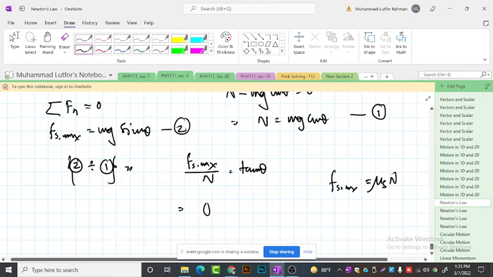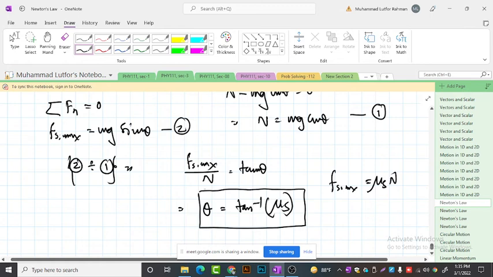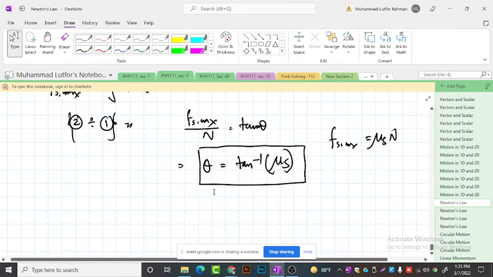Then I can write down theta would be basically tan inverse mu s, which is the coefficient of static friction. That means if you just know the coefficient of static friction between the two surfaces, then you can find out the angle of repose. That means at which angle your block is just going to try to move in the downward direction. Using that formula, you can find out that angle.